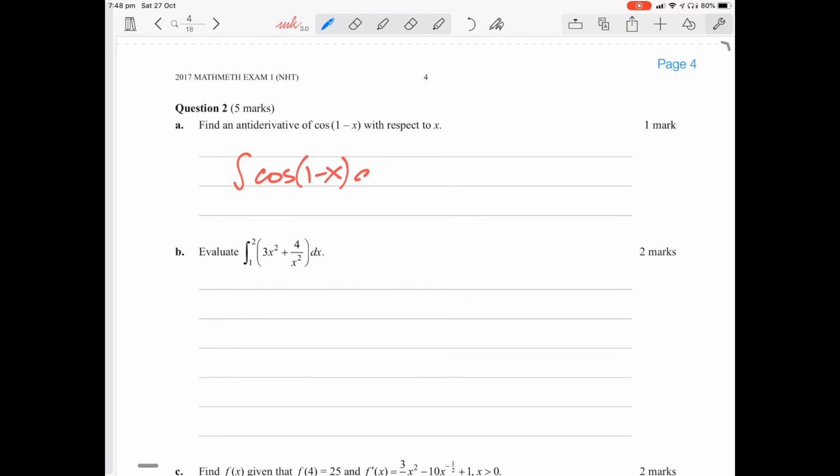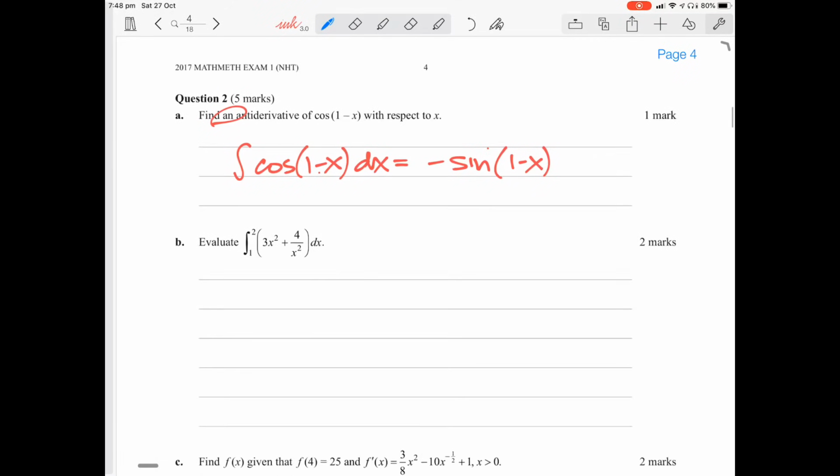Okay, find an antiderivative of cos(1 minus x) dx. So when we integrate cos, we get sine, but we've got to divide by the negative 1. So negative sine(1 minus x). We don't have to put a plus c because it says an antiderivative, so you can leave it as negative sine(1 minus x).